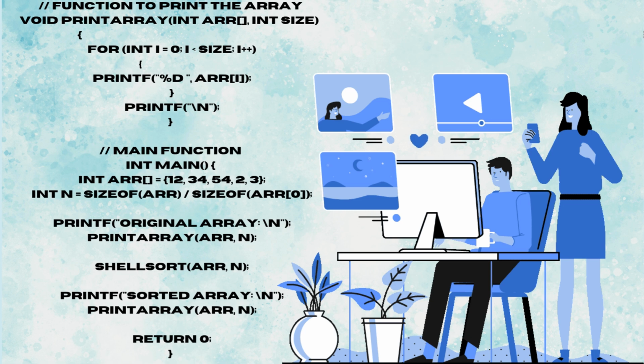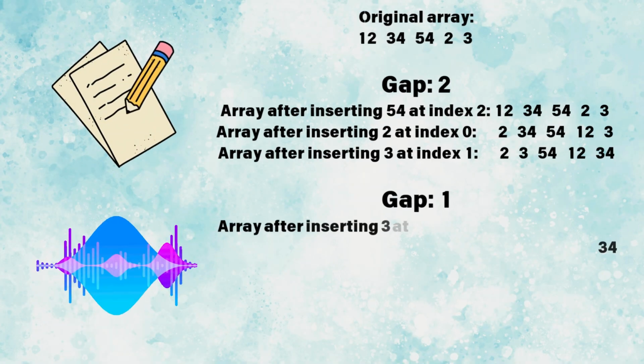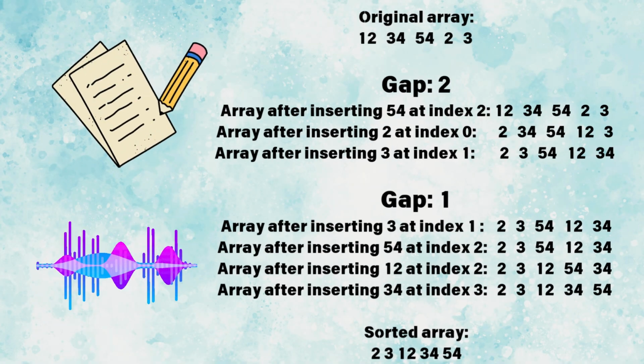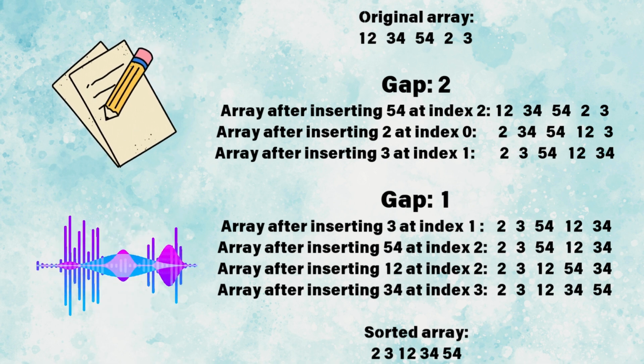printf("Original array:\n"). printArray(arr, n). shellSort(arr, n). printf("Sorted array:\n"). printArray(arr, n). return 0. Original array: 12 34 54 2 3.